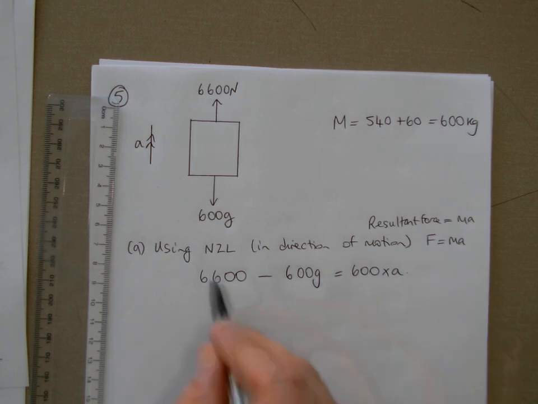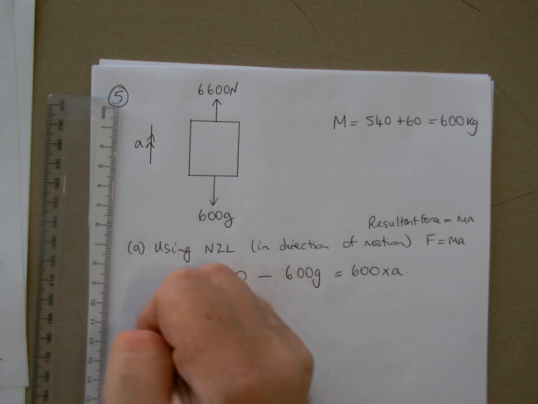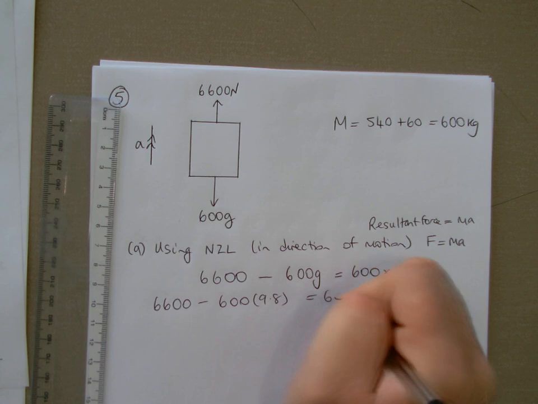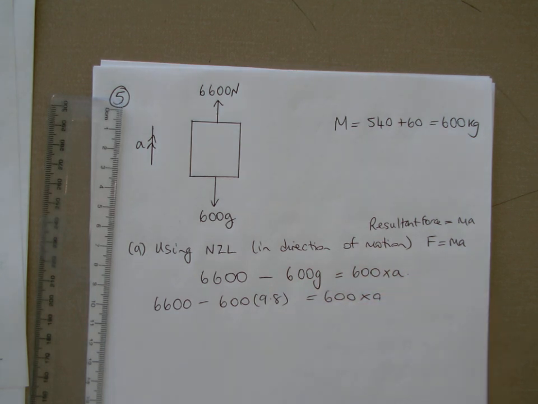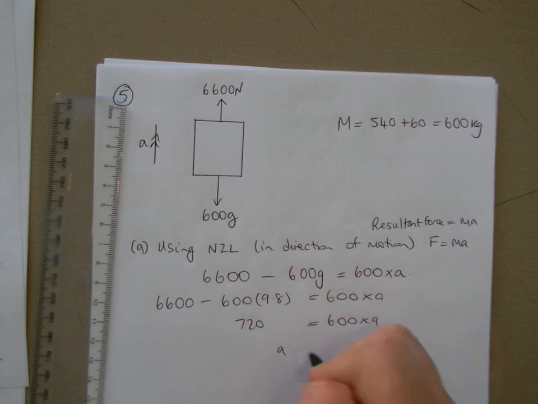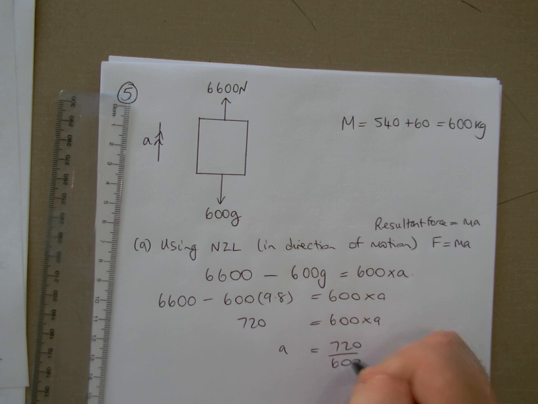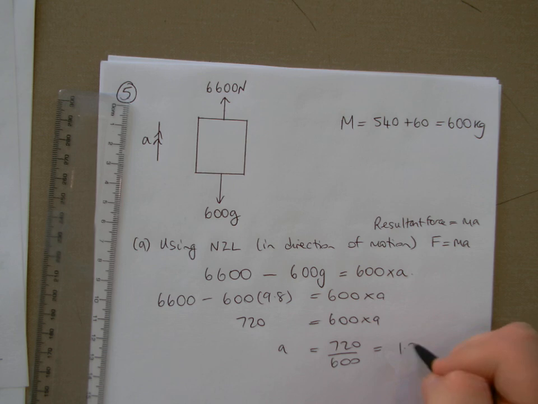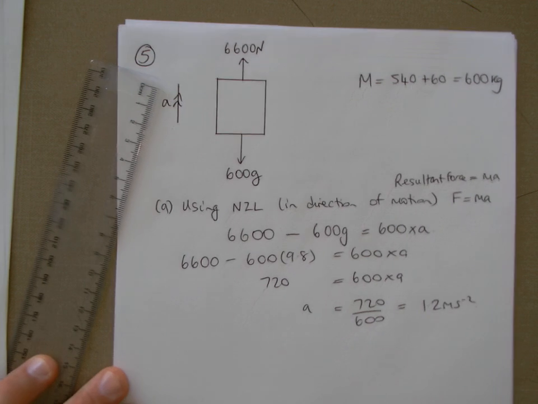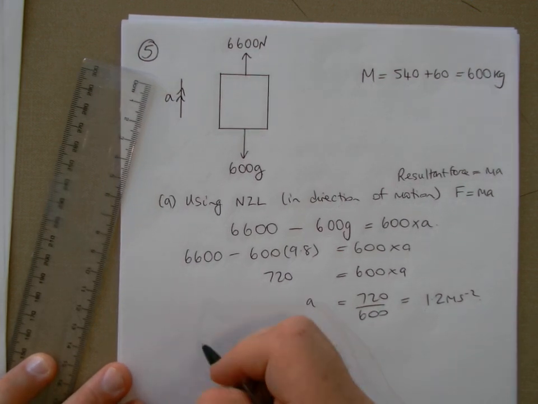That's the overall force creating the motion. So I can work this out to determine A, because we know G to be 9.8. On my calculator, 6,600 take away 600 times 9.8 comes out to 720, equals 600 times A. To get A, you just take that 600 over the other side and divide. I get 1.2 meters per second squared. Part B says find the reaction between the person and the floor of the lift.